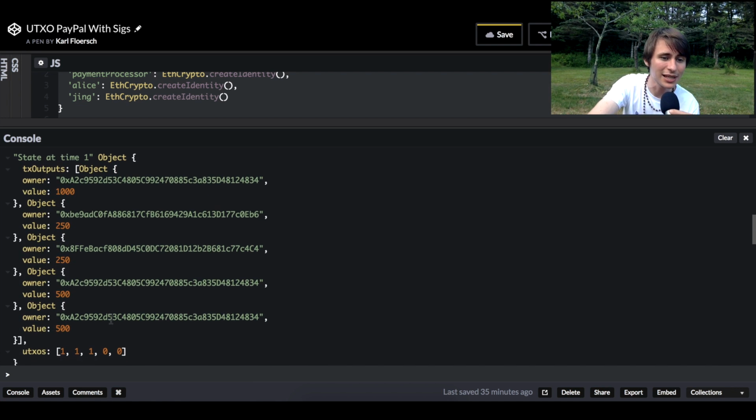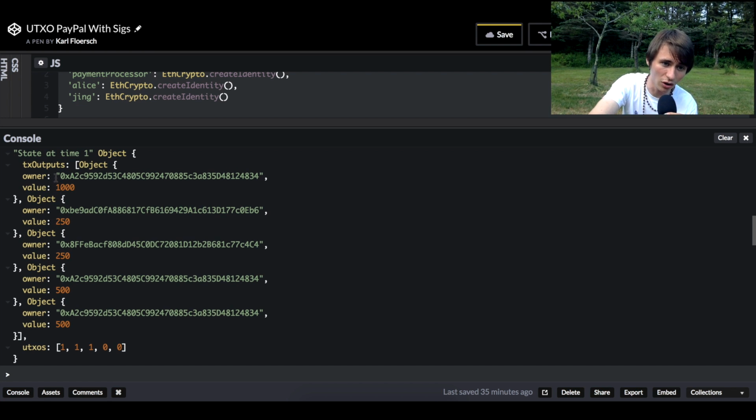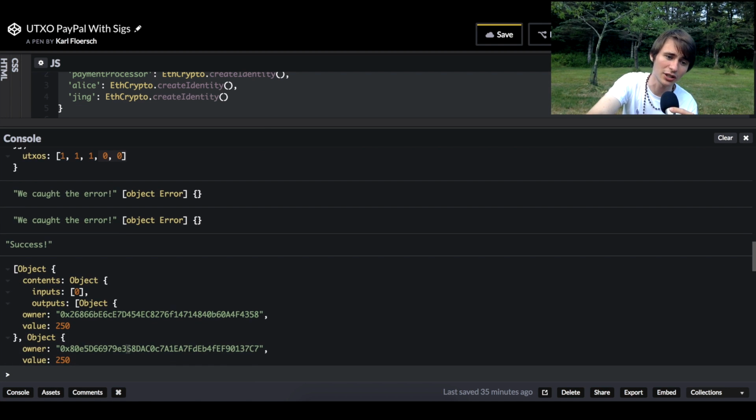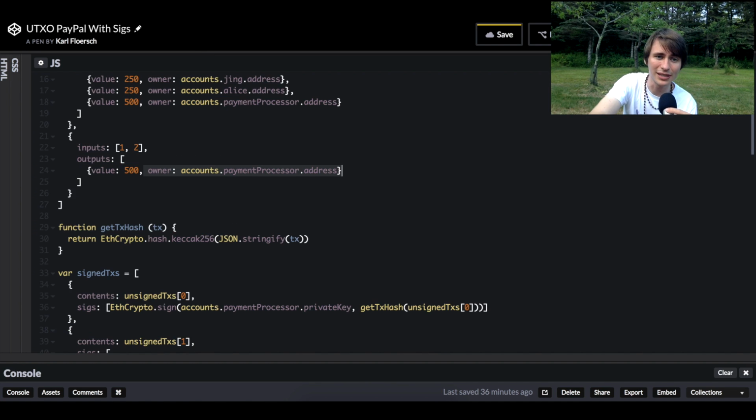Now, after applying our second transaction, we've just increased the number of outputs. We have all of the outputs that we had before, but we've got this new one, an output back to the payment processor. This is when Jing and Alice pooled their money together to send it back to the payment processor. So now all of these are spent and these 2 are unspent. And then we're just catching a couple errors at the end. So that is essentially what our state is doing.